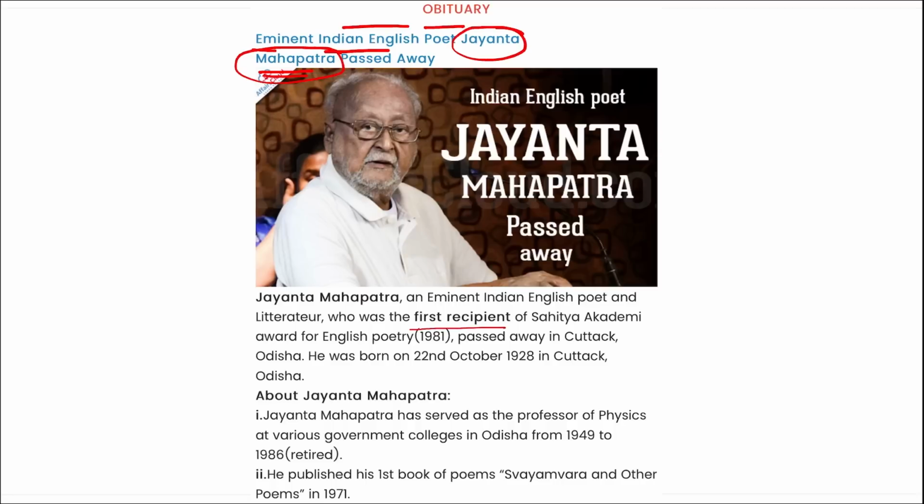He was the first recipient of the Sahitya Akademi Award for English poetry. He passed away in Cuttack, Odisha. He was born on 22nd of October in 1928 in Cuttack, Odisha only, and recently he passed away.